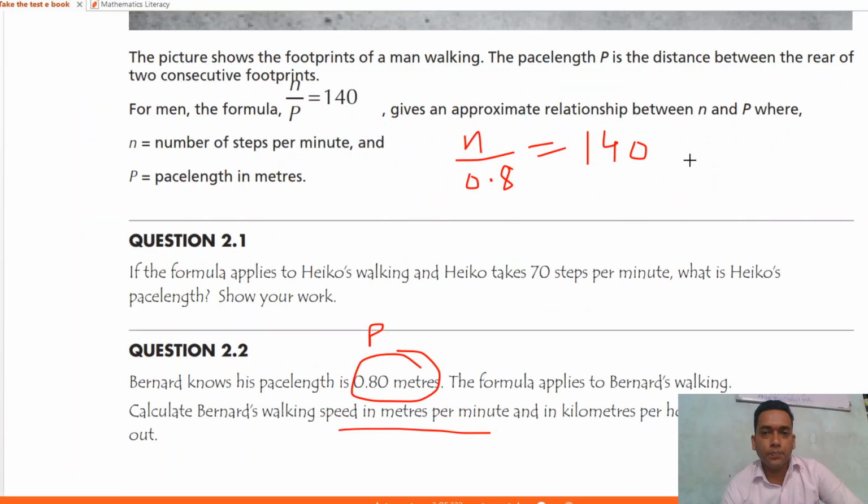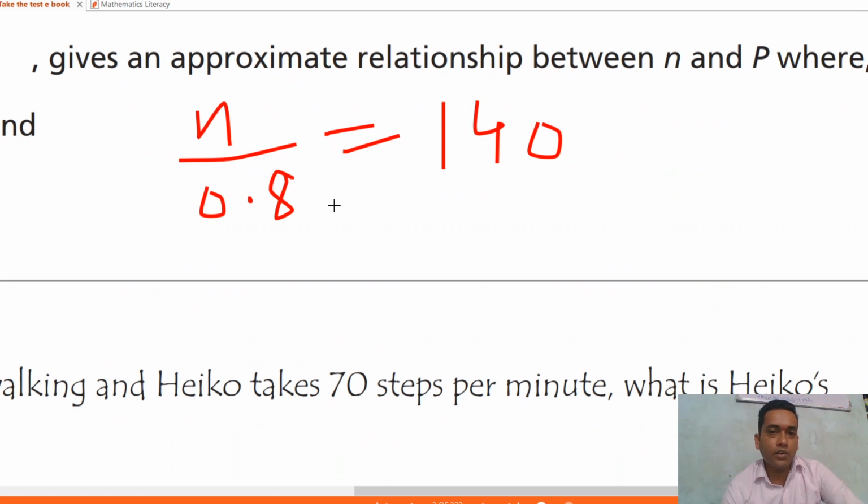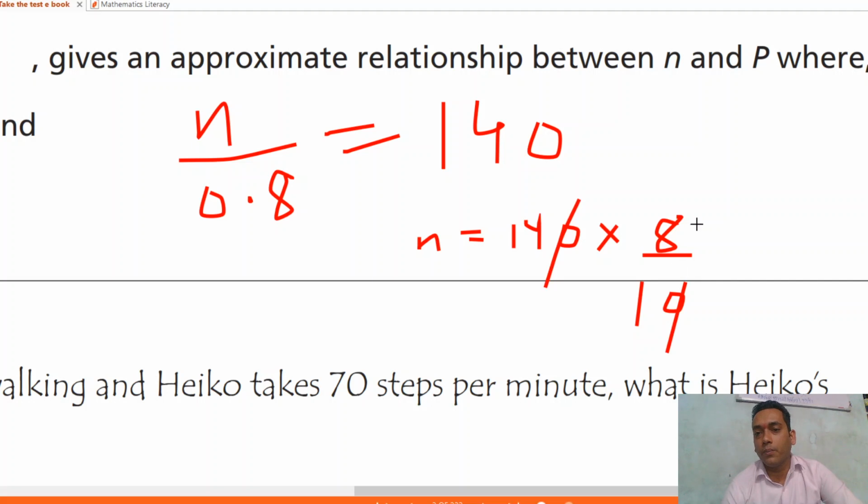So what we'll do, simply we'll take this 0.8 towards RHS, so n is equal to 140 into 0.8, and 0.8 can be written as 8 by 10 as well. So instead of 0.8 I am writing it as 8 by 10. You can write 0.8 whichever way you like, and after cancelling 0 with 0, it will be 8 4s are 32 and 8 1s are 8, plus 3, so 11. So n is 112. It means in 1 minute Bernard takes 112 steps.